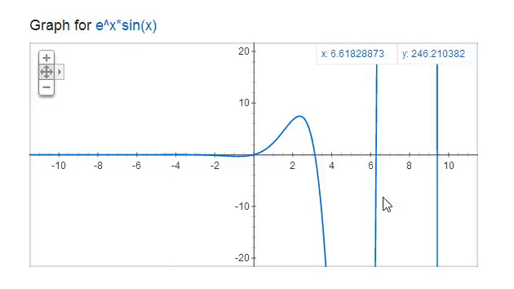Man, I just love this graph. Okay. Alright. I don't know what happened there. Well, it's gone now. Okay, so let's see.